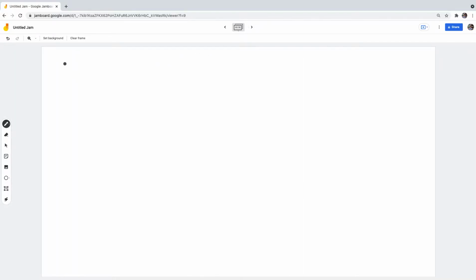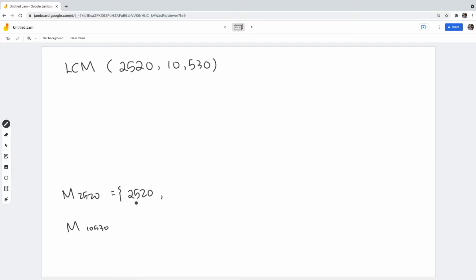It says find the LCM, least common multiple, of 2,520 and 10,530. If you are trying to find the list of multiples of 2,520 and multiples of 10,530, it takes so much time, right? 2,520 times 2, what is it? 5,040, and so on and so on. It's already hard, so I'm not going to do this and find the common multiples.